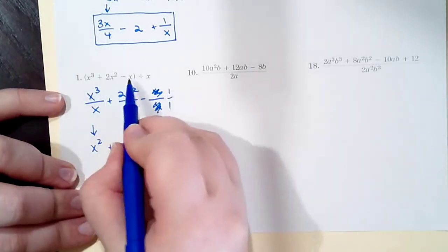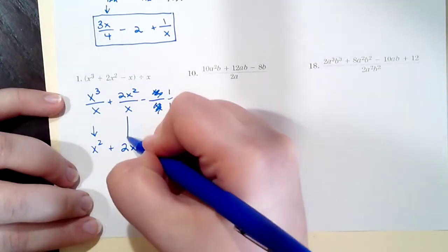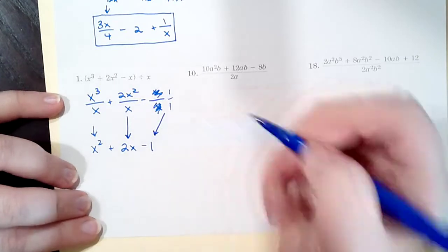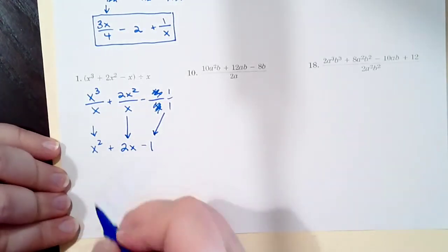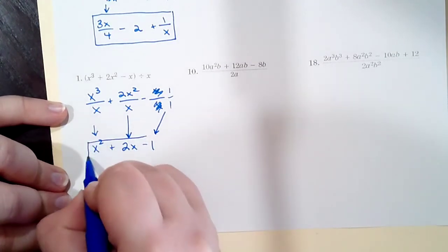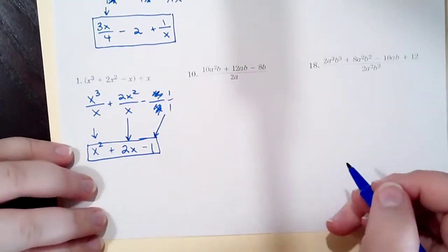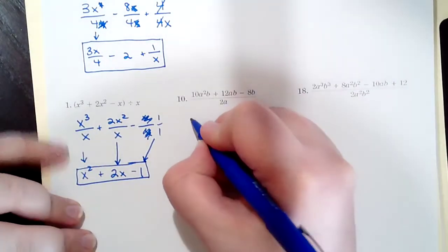If you start off with 3 fractions, you must end with 3 terms. Don't get lazy on me. All right, just like I said before, this one turned out really nice because it didn't end with any fractions. But if it did, remember you can only recombine them if they have the same denominator. All right, let's go again.